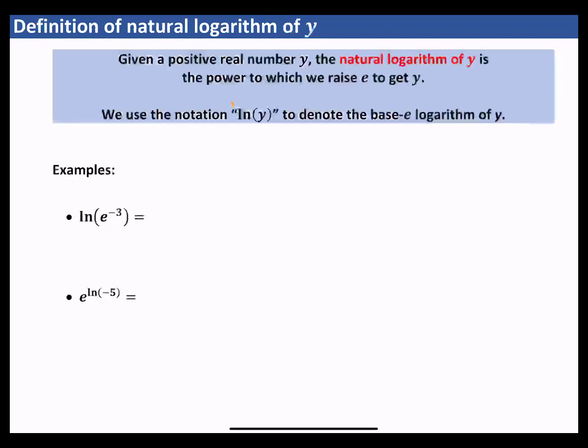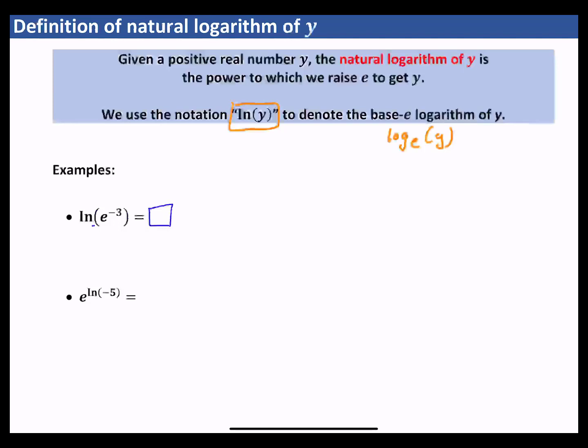For example, if we want to know the value of the natural log of e to the negative 3, we can rewrite it in exponential form instead. We're looking for the power to which we raise e to get e to the negative 3. And that power is negative 3. So the natural log of e to the negative 3 equals negative 3.